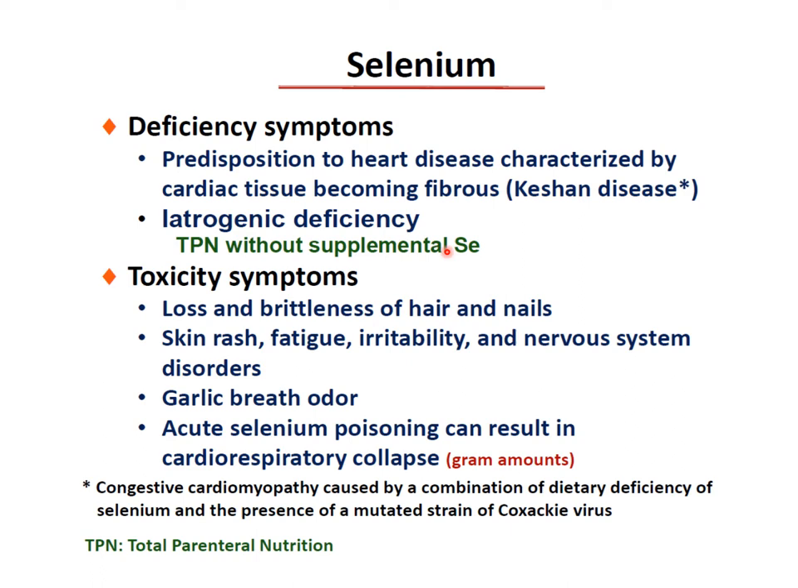The toxic symptoms when you have too much can be loss and brittleness of hair and nails, skin rash, fatigue, irritability, nervous system disorders, and garlic breath odor. Acute selenium poisoning can result in cardiorespiratory collapse, usually when we are taking grams of selenium.